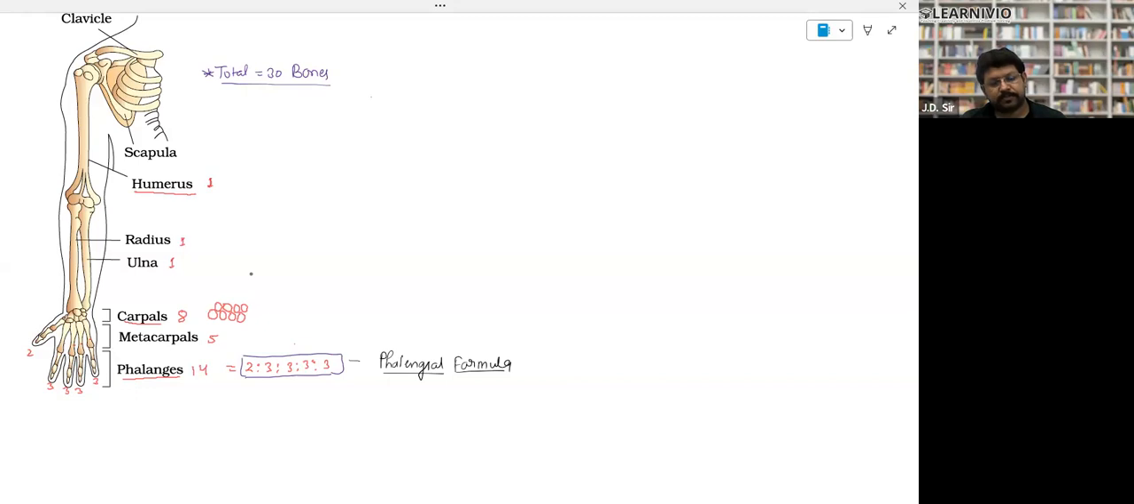Next, ulna is longer than radius. This question has been asked. Ulna is longer than radius. Remember, ulna is longer than radius. The head of radius articulates with humerus.